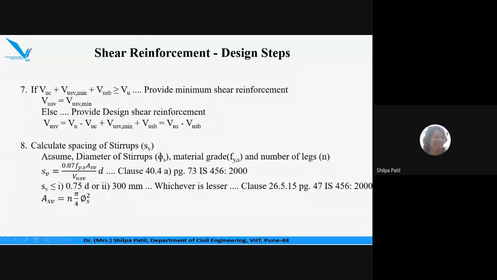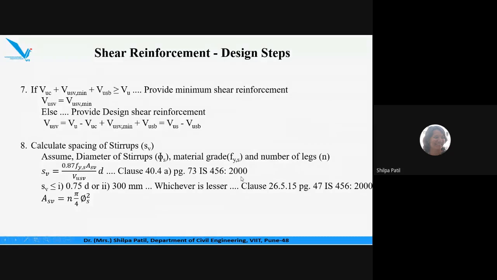Okay, so in the next step we have to calculate the spacing of the stirrups. For that we have to assume the diameter of the stirrups. Normally the diameter of the stirrups is assumed lesser than the main steel reinforcement diameter. Normally it varies from 8 to 10 mm diameter. Then we have to decide the material also. Normally the material considered is mild steel. We do not provide the tor steel or twisted bar as a stirrup. They are always provided with mild steel, Fe 250 grade.